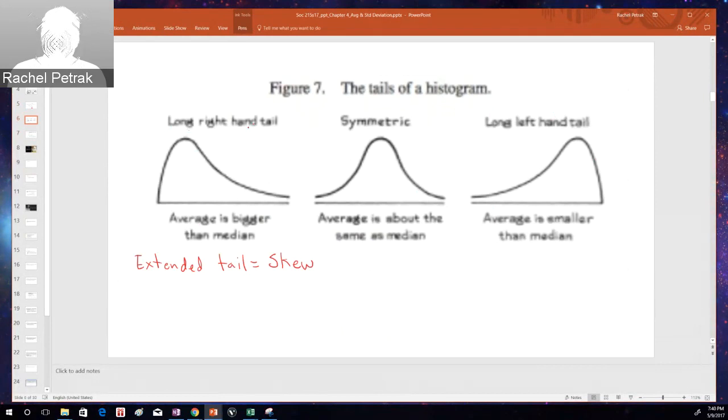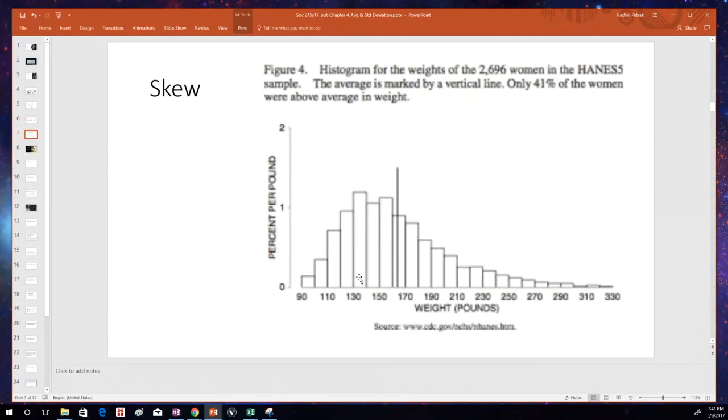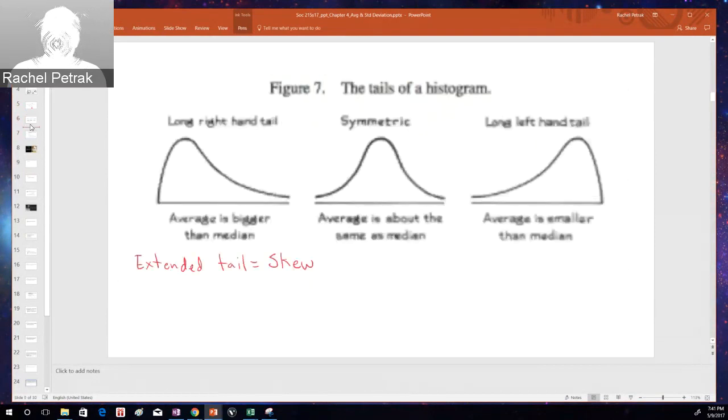So first, let's think about a long right-hand tail. A long right-hand tail is what you see in this example here, the histogram for weights of the women in the NHANES sample. And you can see that the tail goes off into the right here because generally women's weights were grouped around the central area here between about 110 pounds and 210 pounds or so, approximately. But then when you get beyond that, you can see that there are these outliers who have much, much higher weights. And so they skew the distribution by pulling the tail to the right.